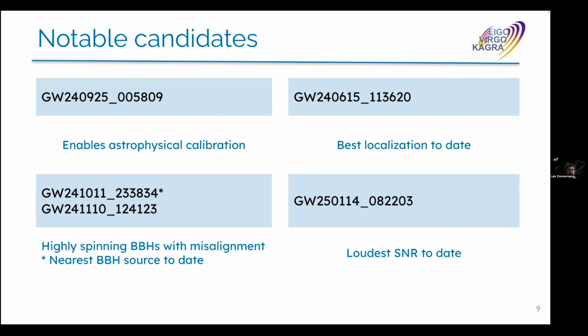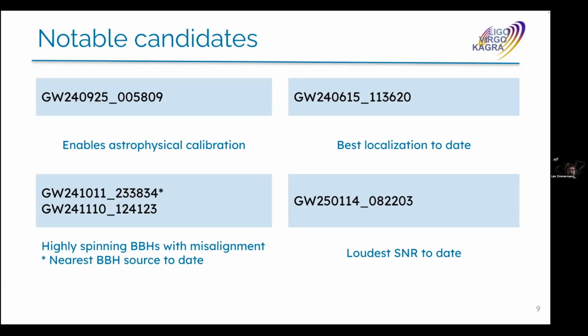And we also have 2 candidates, GW241011 and GW241110, which are 2 highly spinning BBHs with misalignment, and those two have a paper. And we also have GW250114, which is the loudest event up to now with an SNR of about 90, which is huge.